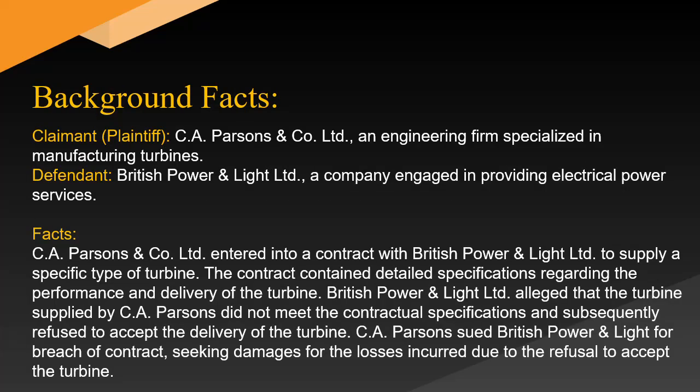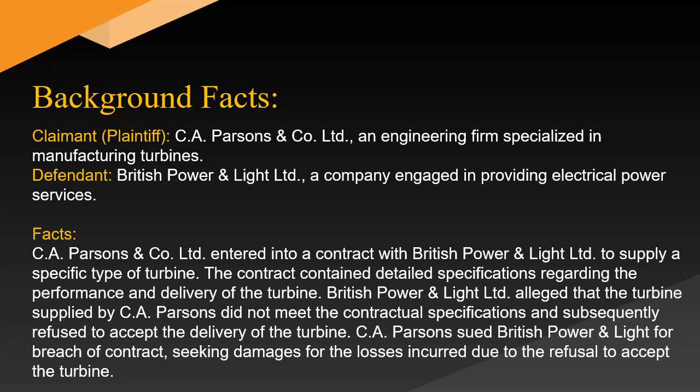Background facts: Claimant, plaintiff CA Parsons and Company Limited, an engineering firm specialized in manufacturing turbines. Defendant: British Power and Light Limited, a company engaged in providing electrical power services.